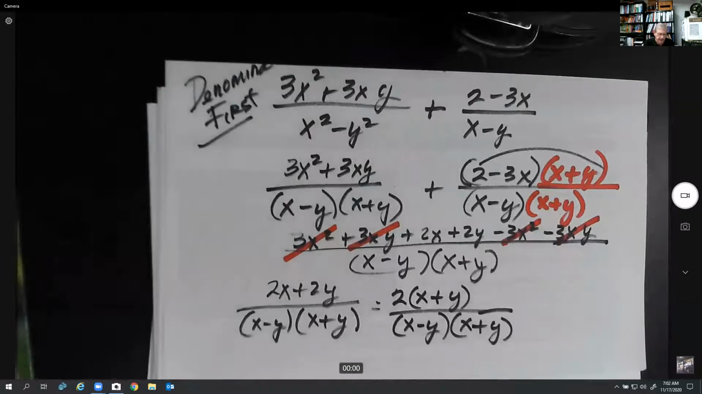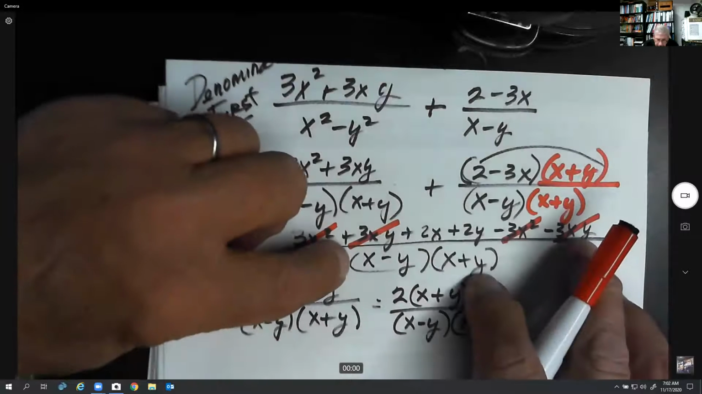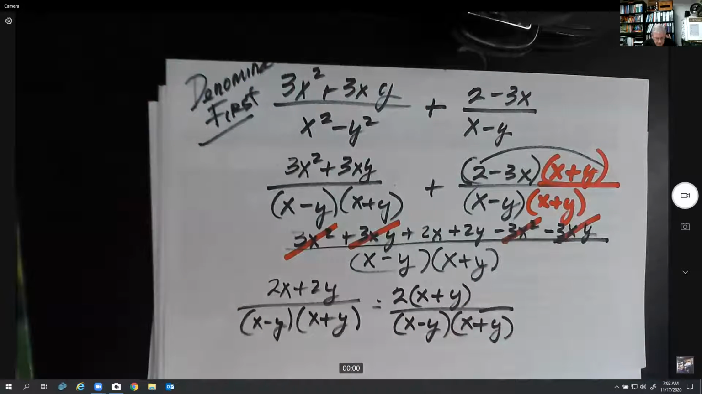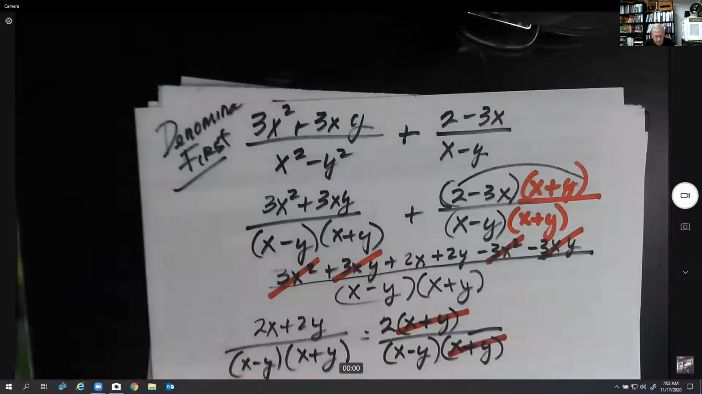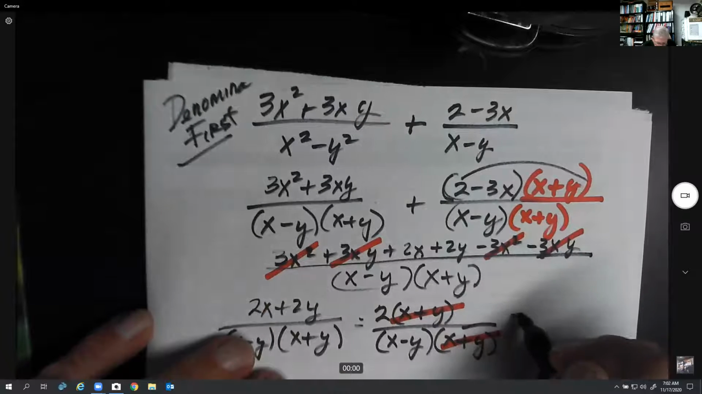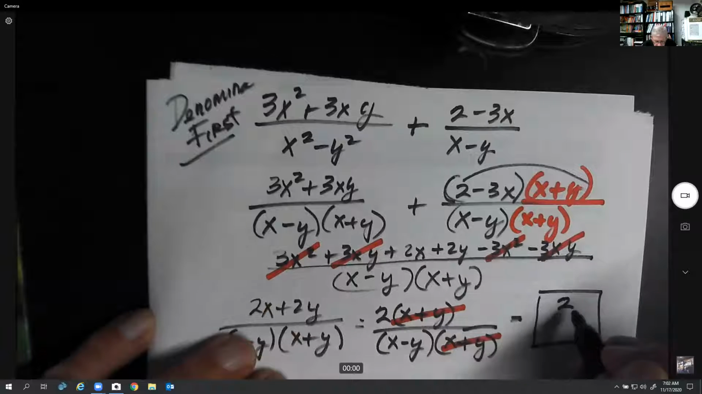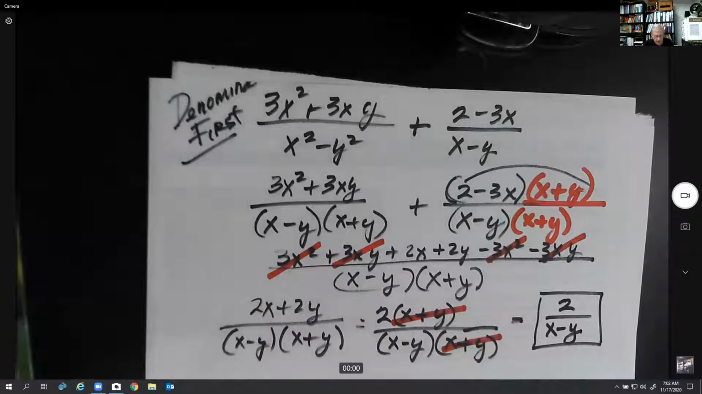So now I factor out the 2, and I say, oh, I've got a match up. So in order to reduce, I'm basically done at this point, but I want to reduce this if possible. Just like any other fraction, cancel off those x plus y's. They go into each other one time. And the final answer is 2 over x minus y. So it's kind of a cool little problem. Quite a bit of work.